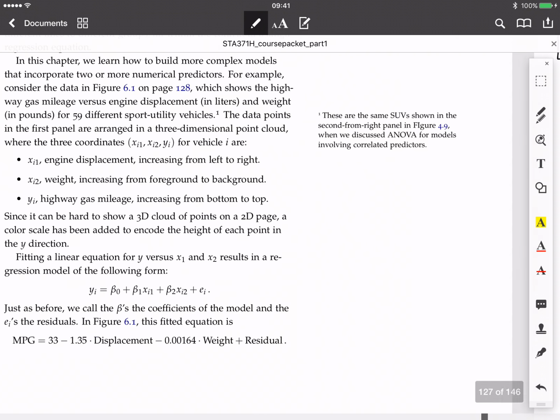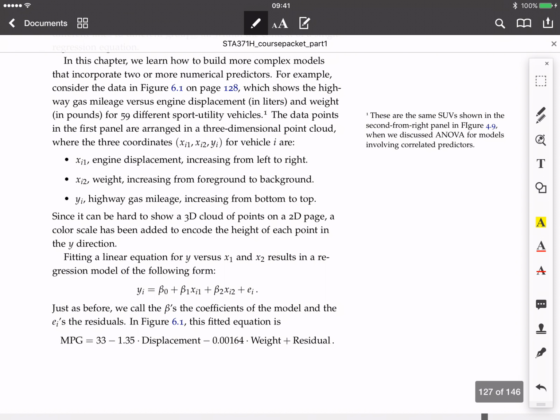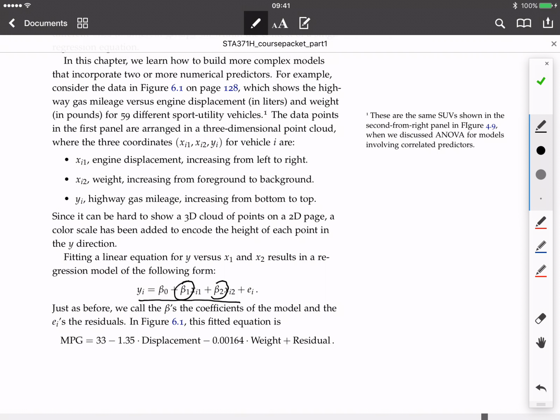It helps to go back to the first page and ask, what is the equation for this model right here? It turns out to be this. This is a multiple linear regression model where there are two partial slopes. Beta 1 right here is the coefficient in the engine displacement direction, moving left to right. Beta 2 is the coefficient on the weight variable, moving foreground to background in that 3-dimensional picture. And y, obviously, is the gas mileage, the response variable.